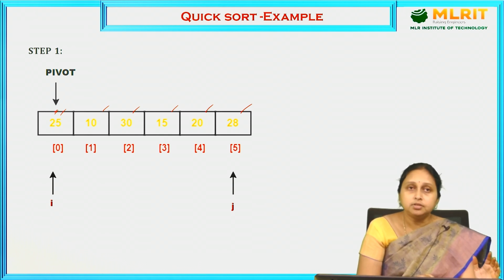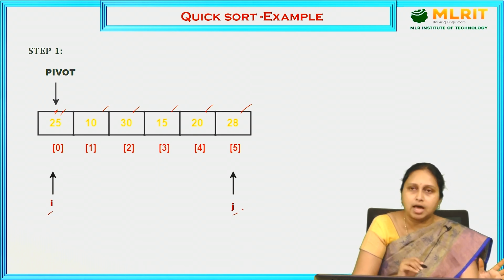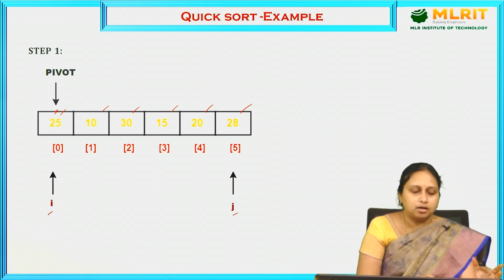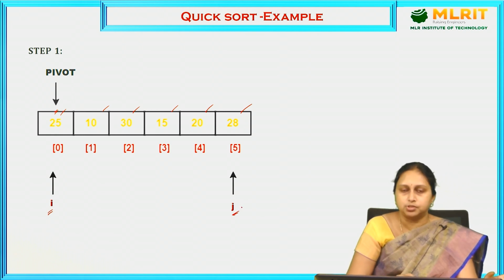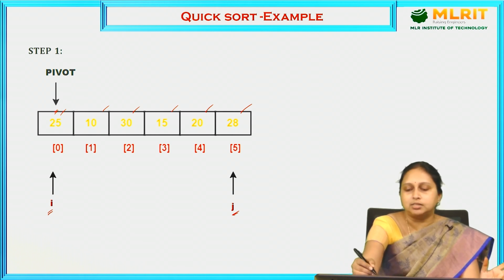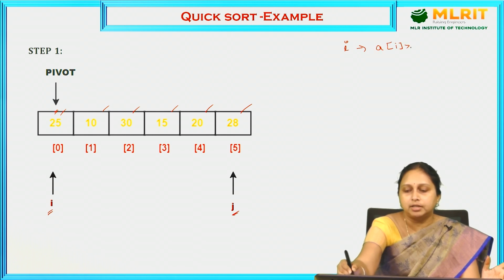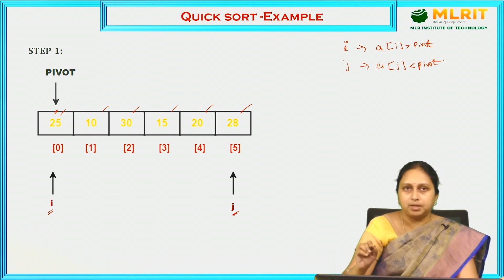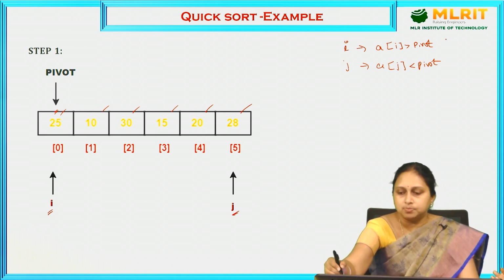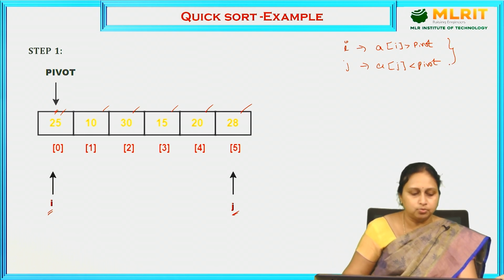Then we need to declare i and j values, so that i is pointing to the first element and j is pointing to the last element. This is done. Now we go for the conditions: i should be incremented until a of i is greater than pivot, and j should be decremented until a of j is less than pivot. We need to repeat the steps. Based on these two conditions, we are going to move our i and j values.